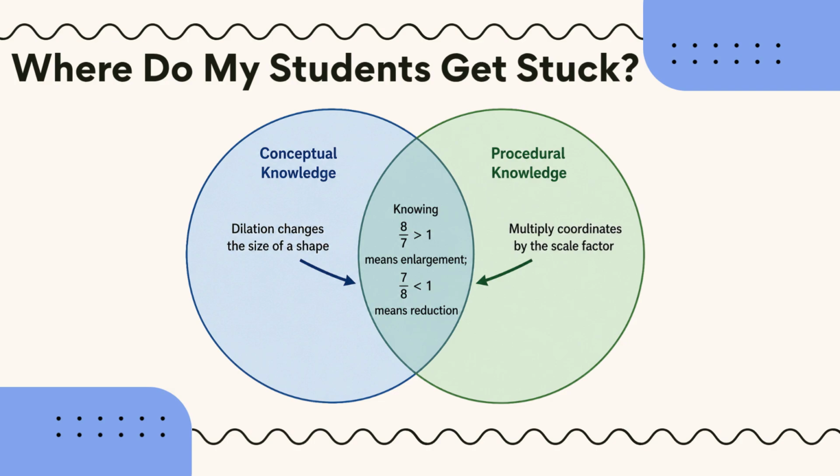The overlap is where we want them to be. Knowing that 8/7 is greater than 1, so it enlarges, and 7/8 is less than 1, so it reduces. But a lot of students are stuck in one circle without connecting to the other.